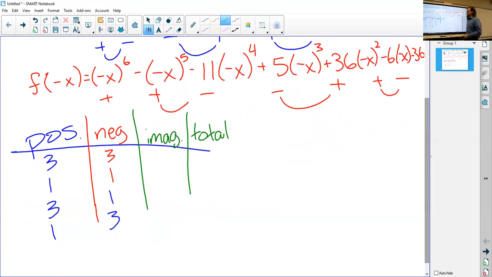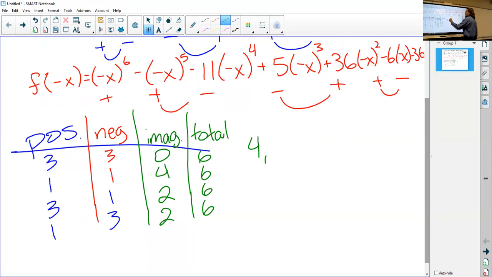So for all 4 of my situations here, the total of these 3 first columns needs to add up to 6. Okay? So if I have 3 positive and 3 negative, then I have 0 imaginary. 3 plus 3 plus 0 is 6. If I have 1 and 1, that leaves 4 to be imaginary. 3 and 1, so 3 plus 1 plus 2 is 6. And 1 plus 3 plus 2 is also equal to 6. So how many possible imaginary solutions are there? It's either 4, 2, or 0 imaginary solutions.